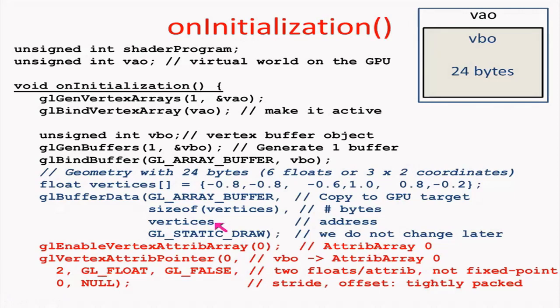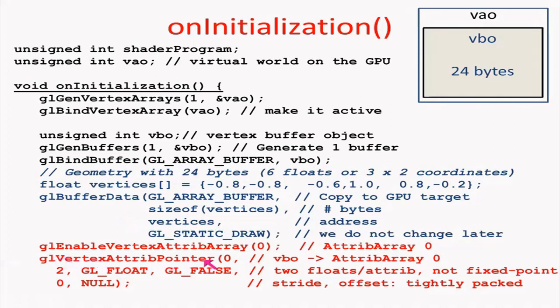Note that so far we said nothing about the organization and the meaning of the data. It is simply 24 bytes. The GPU doesn't know that it defines 3 vertices and each with 2 Cartesian coordinates which are in float format. This information is given by the glVertexAttribPointer function.